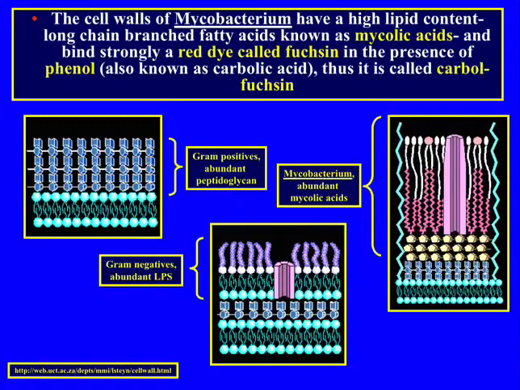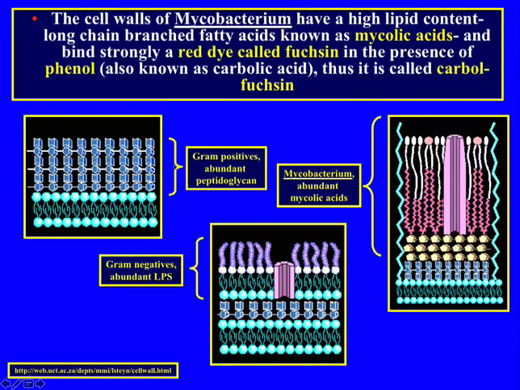Why are they so finicky? And why do we need to have a special stain? Because the walls of Mycobacterium have a very high lipid content. These are long-chain branched fatty acids that we know as mycolic acids. And they bind very strongly a red dye called fuchsin that we prepare by dissolving it in phenol. The other name of phenol is carbolic acid. So the red stain is called carbol fuchsin.